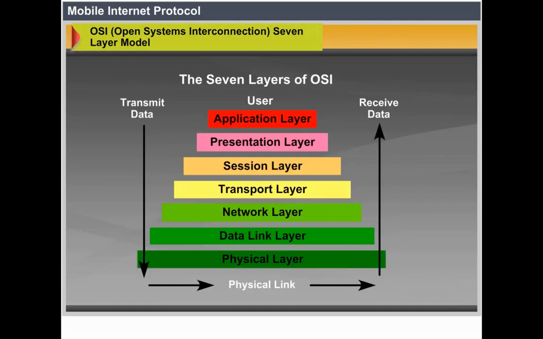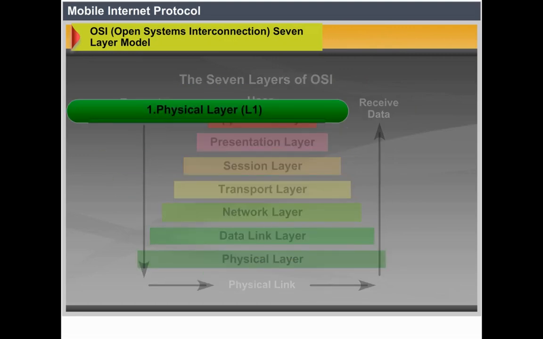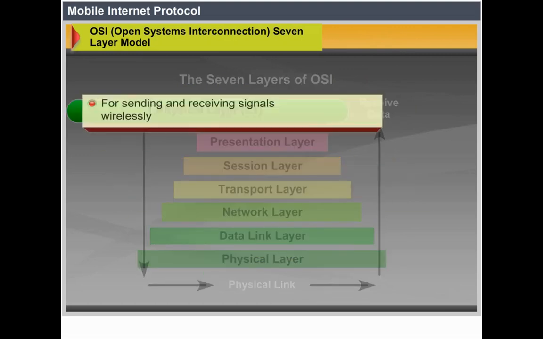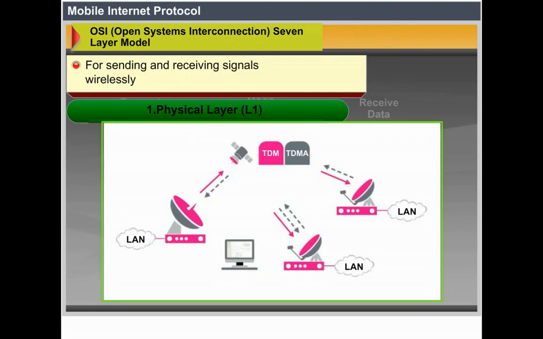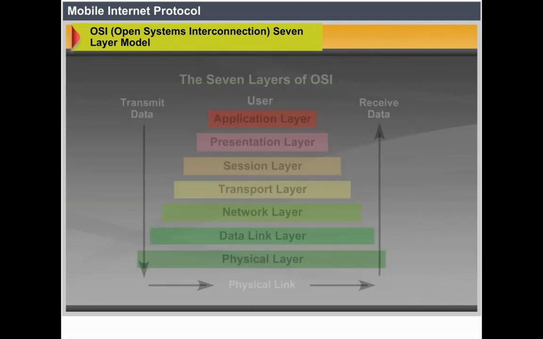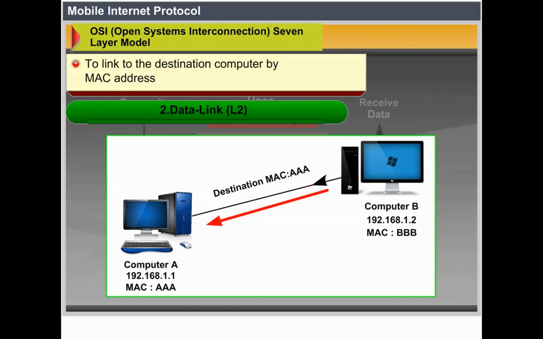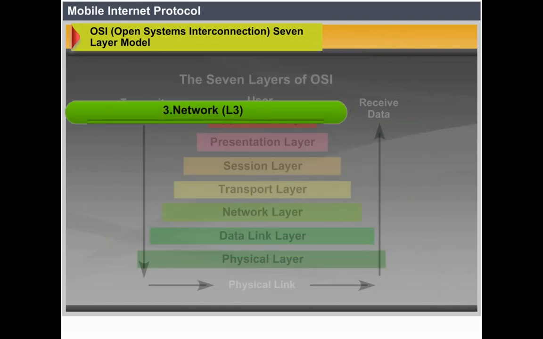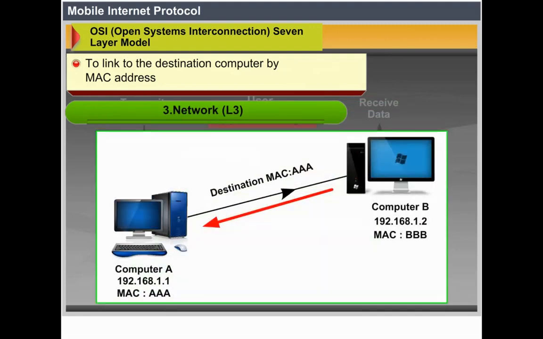OSI, Open Systems Interconnection, 7-layer model. Physical layer, L1, for sending and receiving signals wirelessly, for example, TDMA or CDMA coding with FEC, or over wire or fiber. Data link, L2, for linking to the destination computer by MAC address. Network, L3, for routing through a chain of routers.